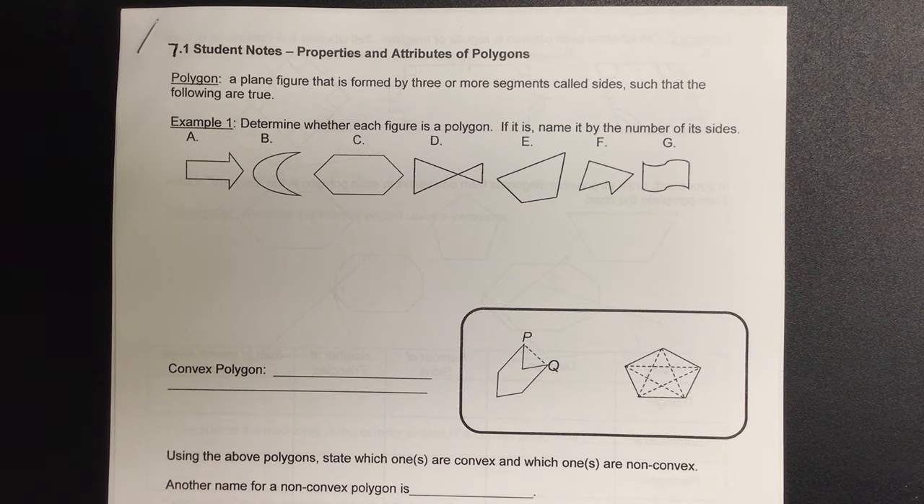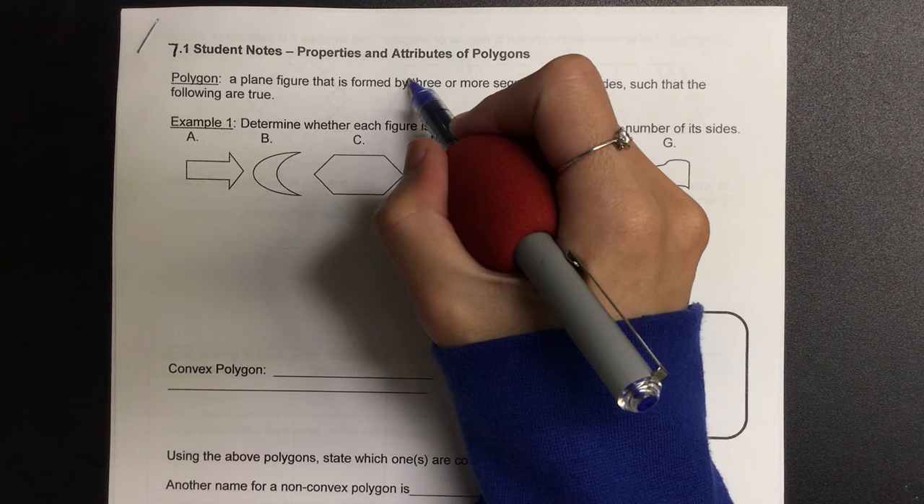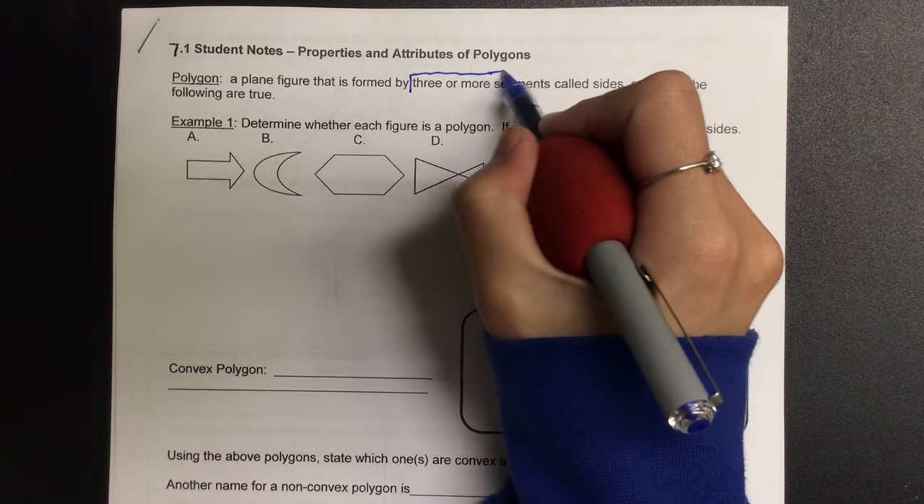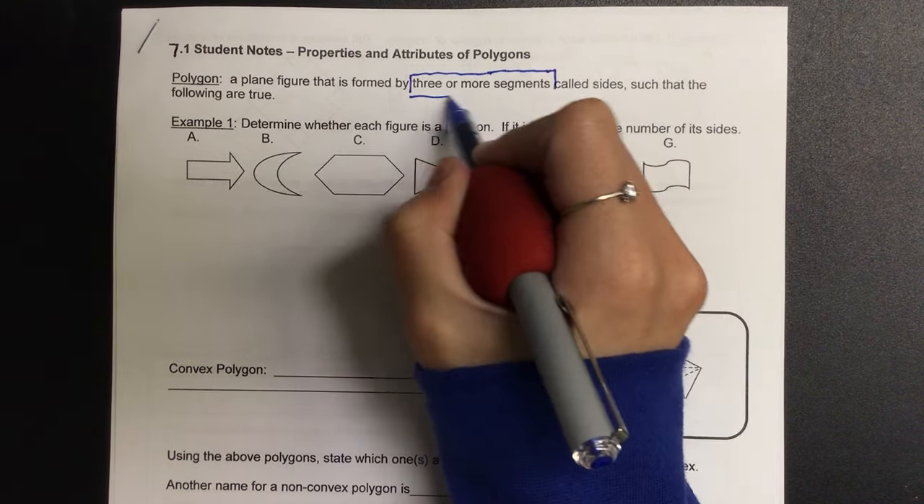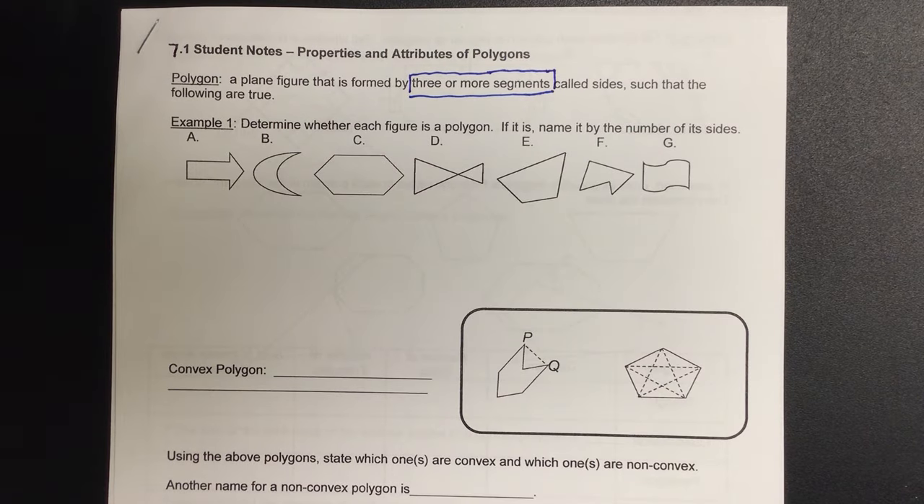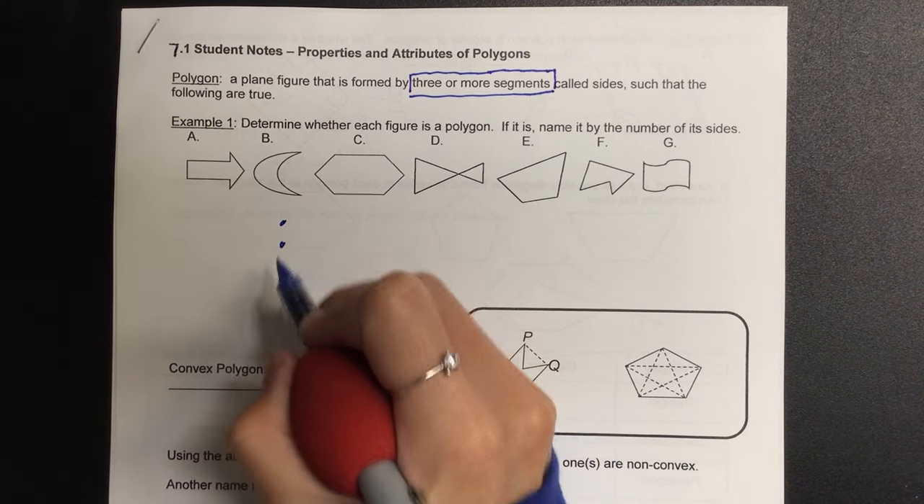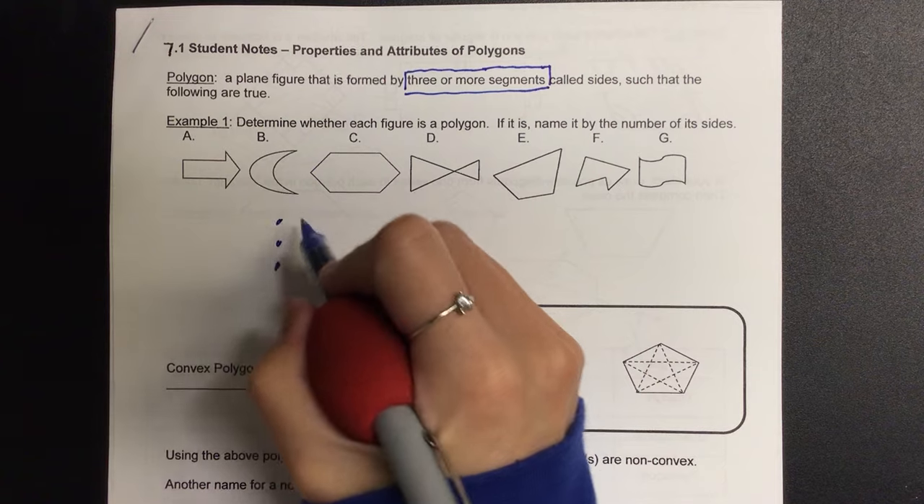So what's the minimum number of sides? Three? Why not two? Because it says three, I like that. If it's two, it's gonna be an angle. Okay, it'll be an angle. So I want you to give me three bullet points, and I'm gonna summarize a polygon.